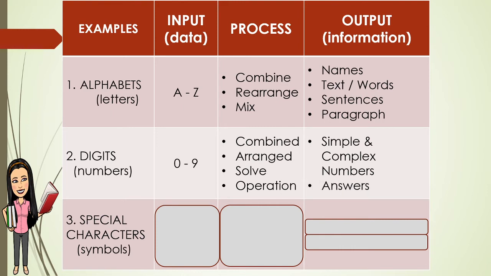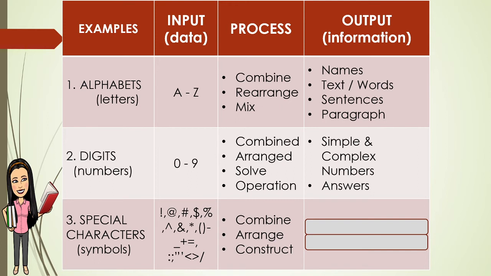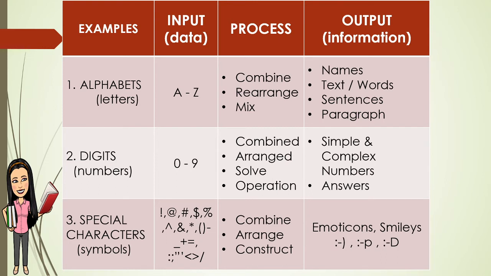For the special characters, for the input, we will use different characters like the @ sign, number sign, percentage, ampersand sign, open and close parentheses, plus sign, and so on. For the process, we can also use combine, arrange, and construct. The final output would be emoticons and smileys. For example, these three.